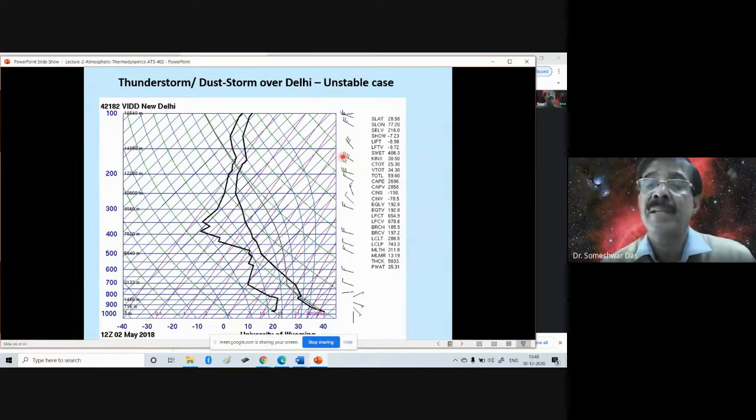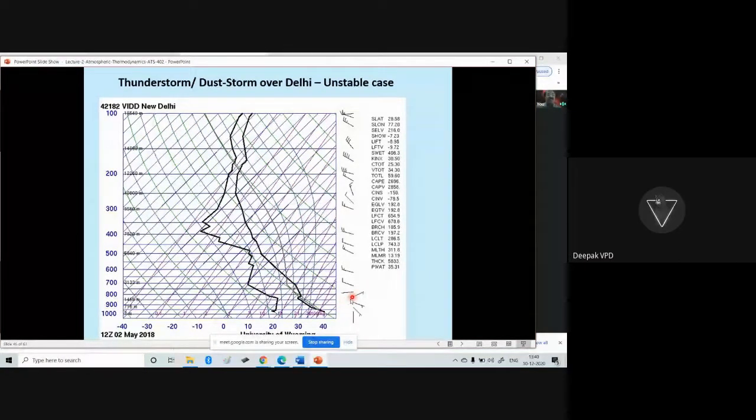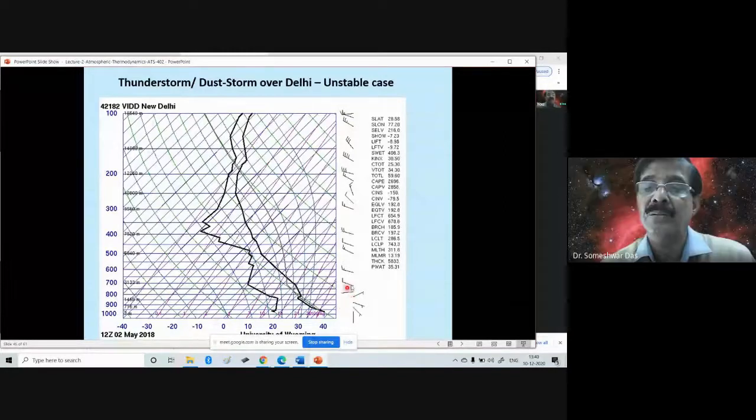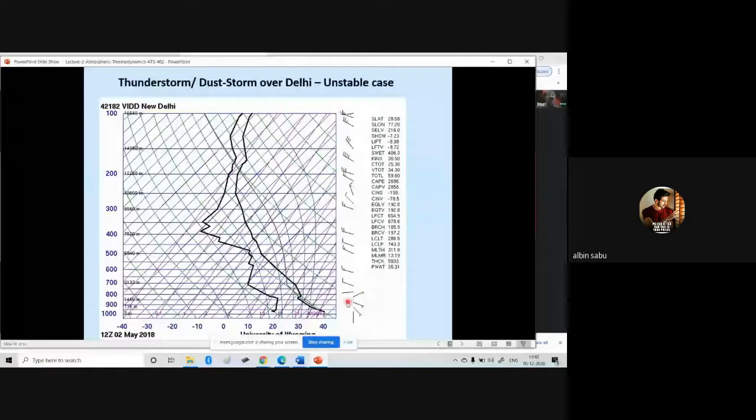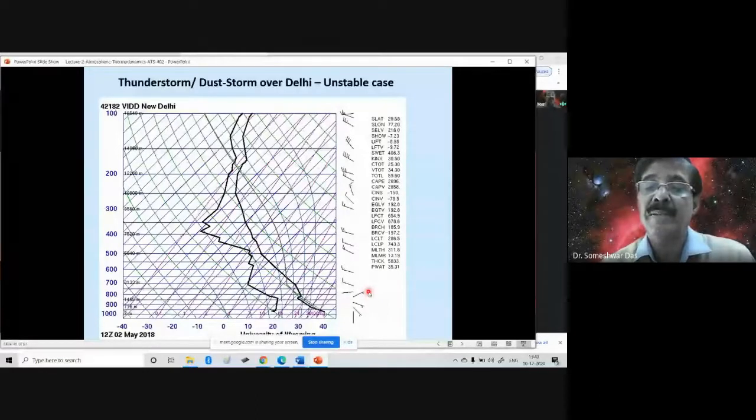Okay. Now here, look at the bar. Bar is plotted at this end. So that means wind is coming from here. So what does it mean? Which direction? This is north, this is east. Northeasterly, exactly. So this is northeasterly wind.